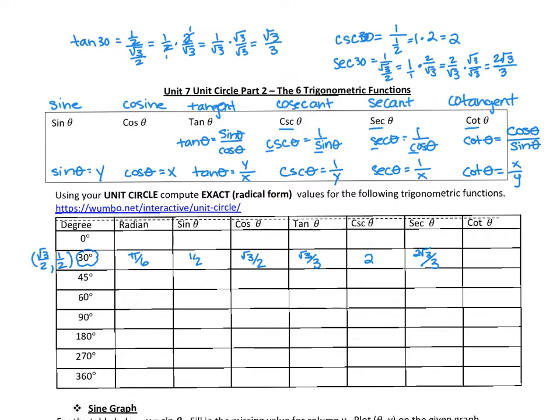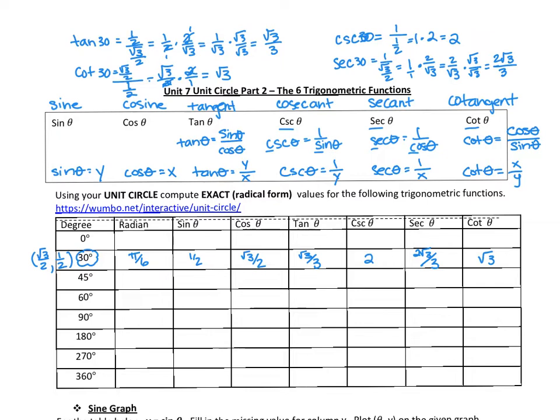Now cotangent would be x over y. So in this case, the cotangent of 30 would be rad 3 over 2, that's my x, divided by my y, which is 1/2. So this is rad 3 over 2 times the reciprocal of 1/2, which is 2 over 1. The 2's cancel, and then I just get rad 3 over 1, or rad 3 for cotangent theta.